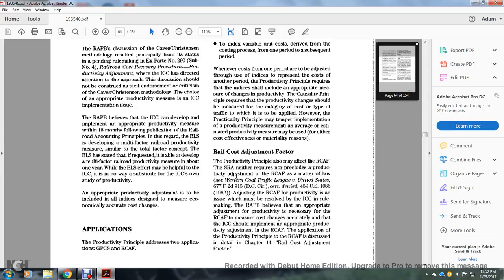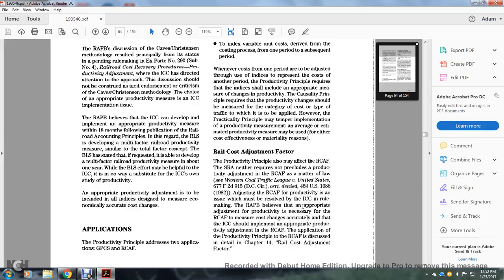The railroad cost adjustment factor may also be affected by the productivity principle. The Staggers Rail Act neither precludes a productivity adjustment of the railroad cost adjustment factor as a matter of law. Western Coal Traffic League versus the United States, cert. denied, 459 U.S. 1086 (1982). An adjustment of the railroad cost adjustment factor for productivity is an issue that must be involved in Interstate Commerce Commission rulemaking.